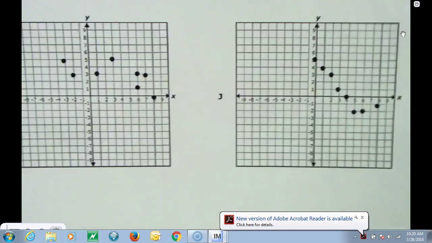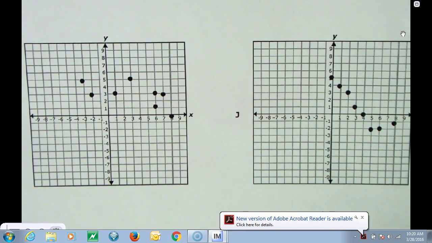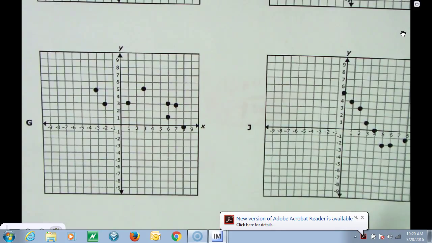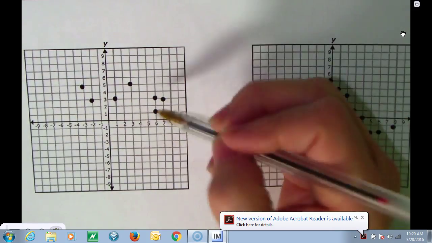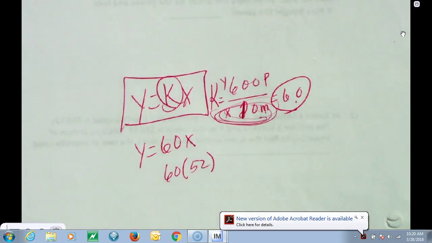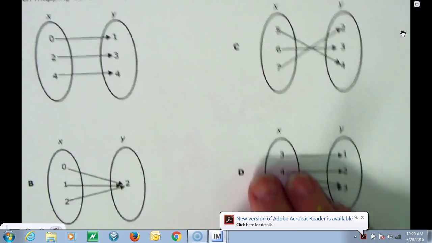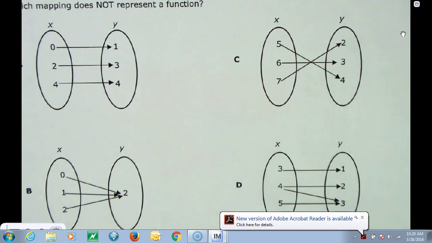I'm just letting you look at 2 of them. Which one is not a function? Not a function. The first one. G, huh? G is not a function. Those 2 points right there. Okay. Which one is not a function? And remember, if you get confused on these, go write the coordinates out. Which one is not a function?